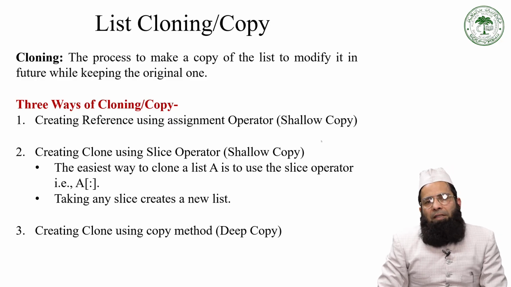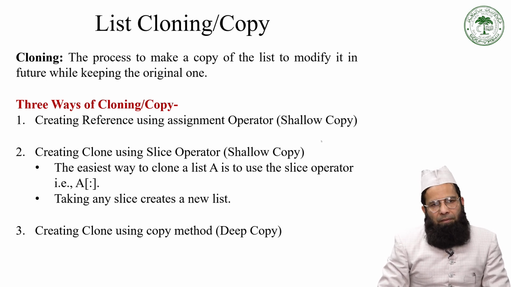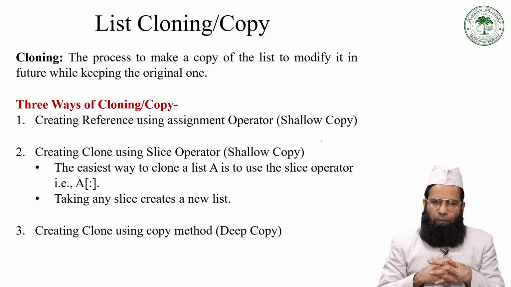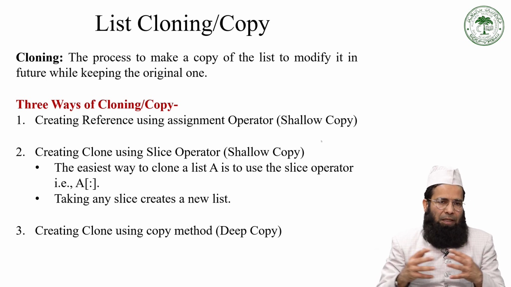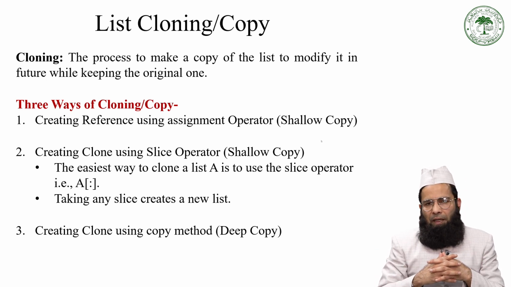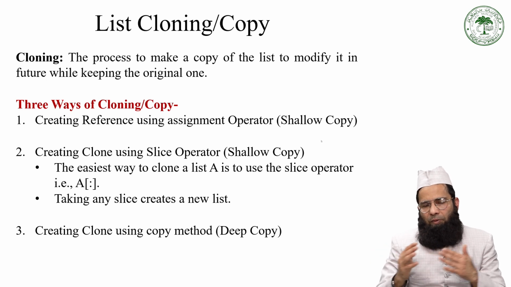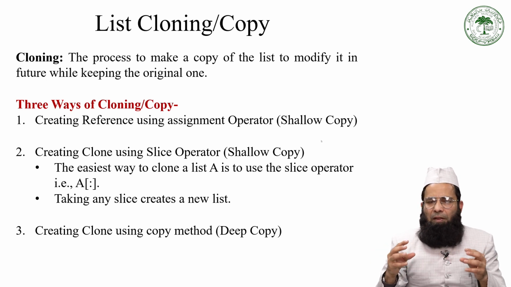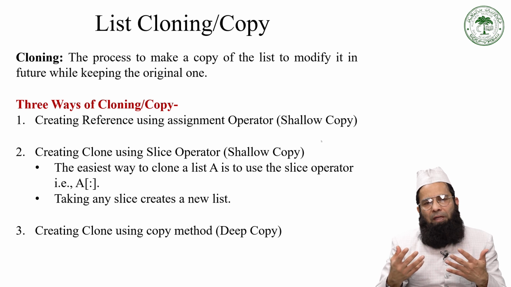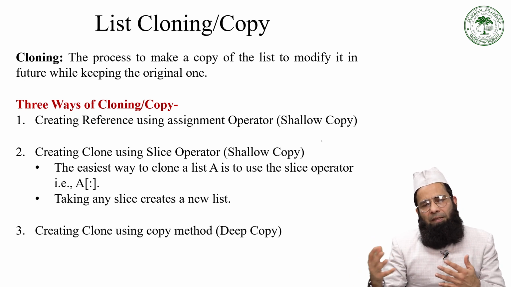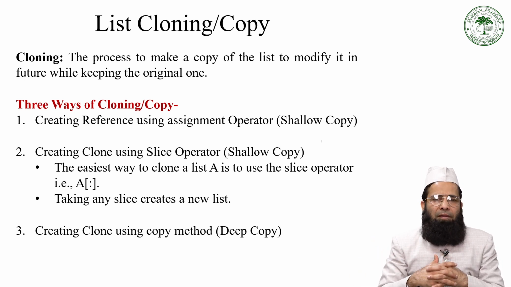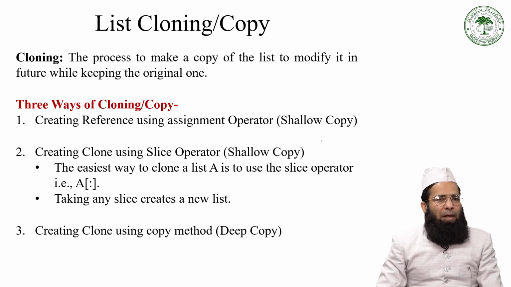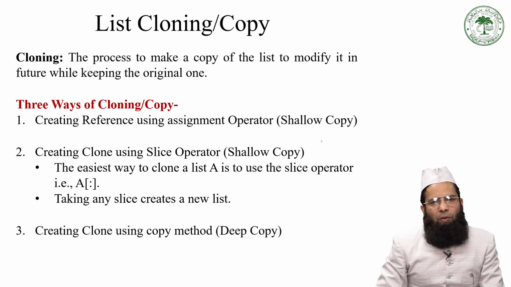Now in this class, I will discuss list cloning and copy. In the last class, I discussed how to create a list, how to traverse the list, what is list slicing, and how to convert one data type into another data type. There are different operations that we can apply on a list. Similarly, there are certain methods that we can use. We had seen all these in the last class. In this class, I will discuss the remaining part of the list, especially list cloning.